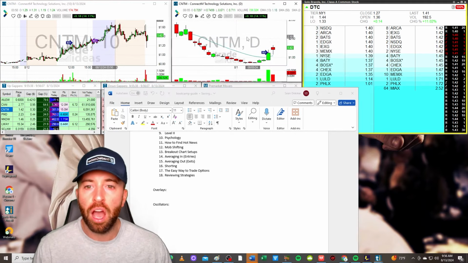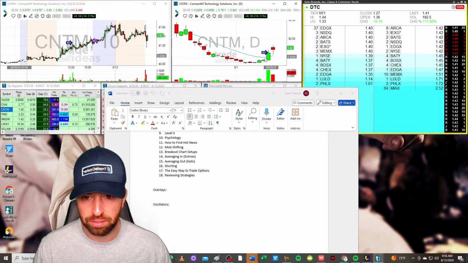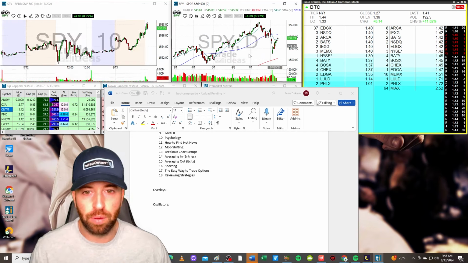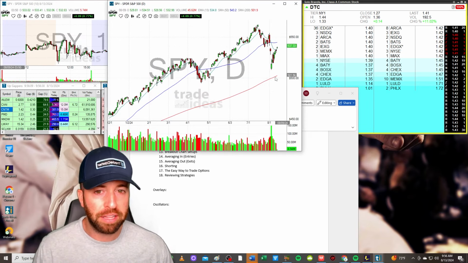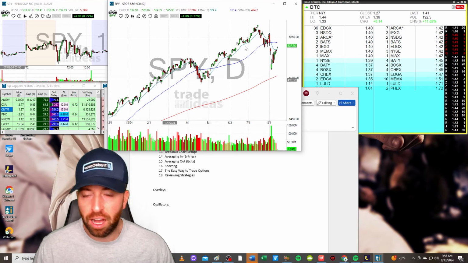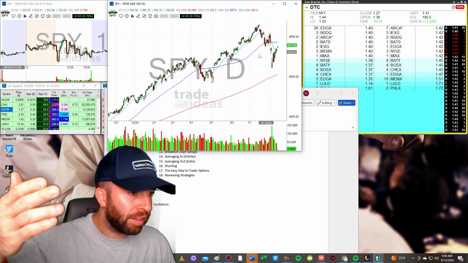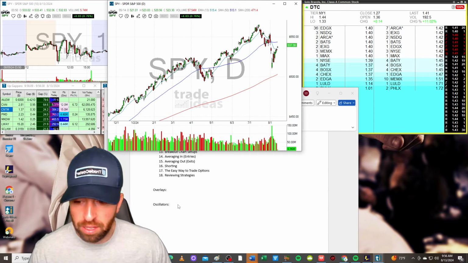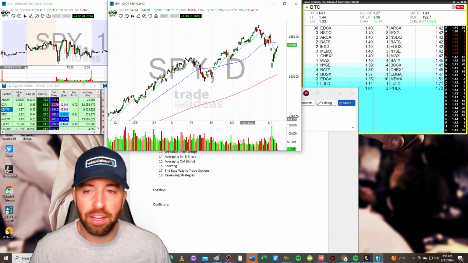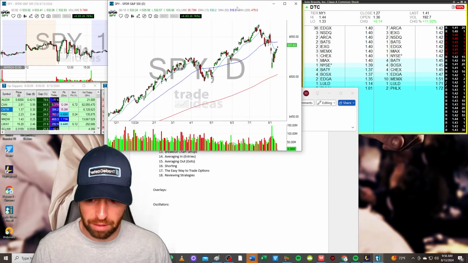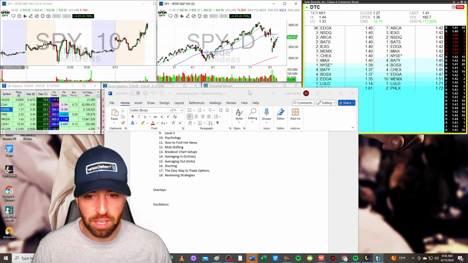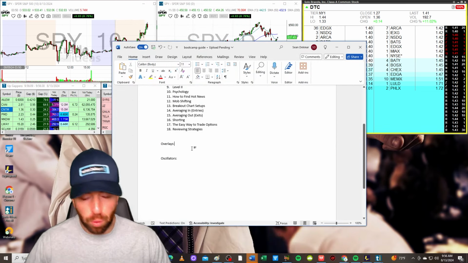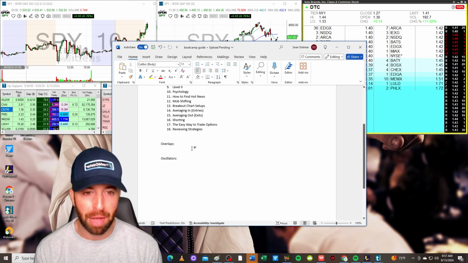Overlays are going to be on top of the candles, okay? So when I take a look over on the S&P 500, we are going to have this red line, this blue line, this green line on top of the graph. These are overlaying on top of the graph. Oscillators are going to be underneath or above the graph. And there are a few that we definitely like to use. The best and the most important ones are going to be the most popular ones.